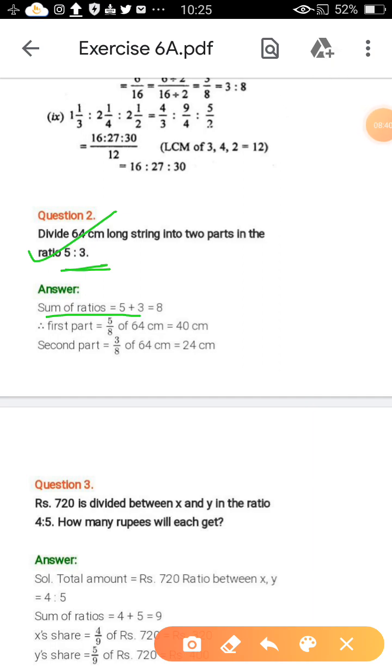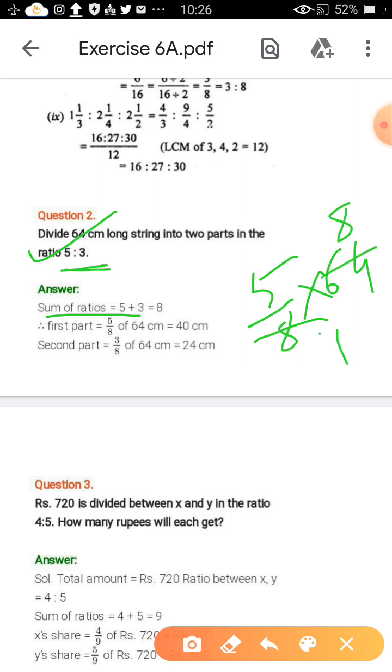Then first part, how much is the first part? From that ratio, first part means 5 and 3. 5 is the first part, 3 is the second part. So 5 upon, what is the sum? Write that sum at the denominator. So 5 upon 8 of 64 centimeter. Of means multiply. Or you can do this calculation on one side also: 5 upon 8 multiply by 64. 8 ones are 8, 8 eights are 64, 8 fives are 40. So you got the answer 40.